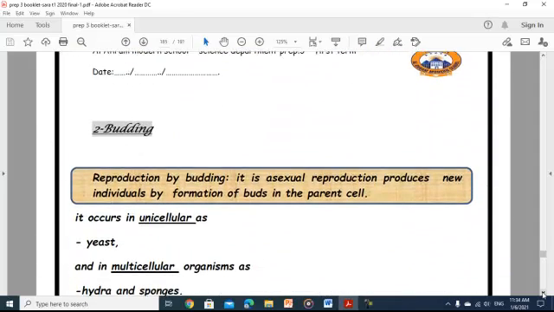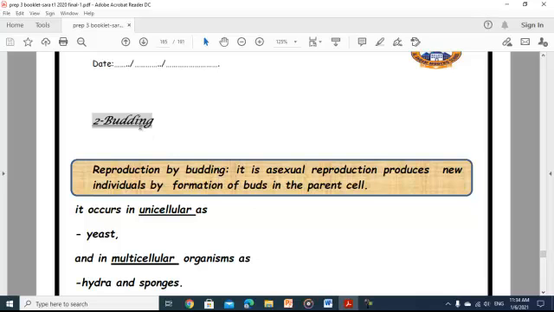The second one is budding. We call it budding because the living organism, which may be a unicellular or multicellular organism, unicellular like yeast fungus, and multicellular like hydra and sponge, will each produce a part that comes out from it, which we call a bud. So the process itself we call budding, due to the bud. Reproduction by budding is asexual reproduction, producing new individuals by formation of buds from the parent cell.